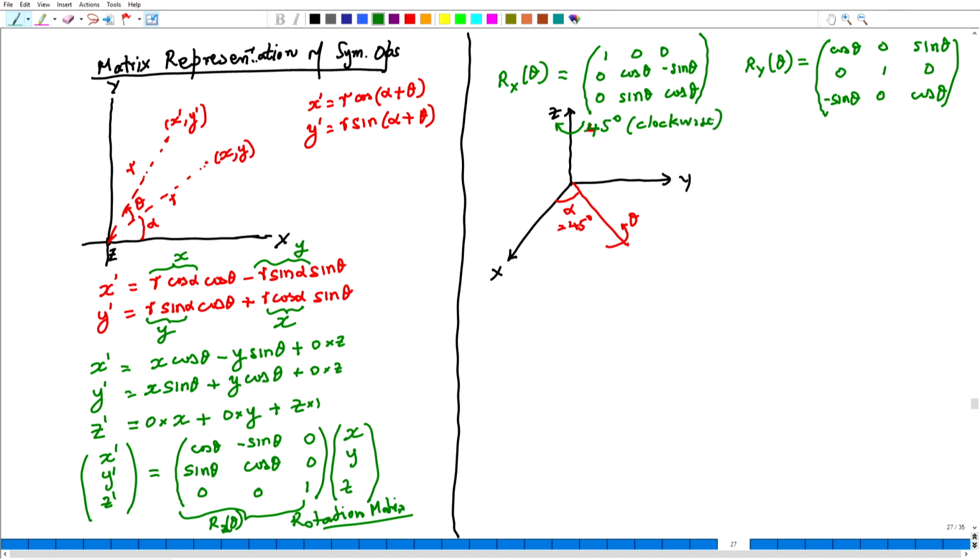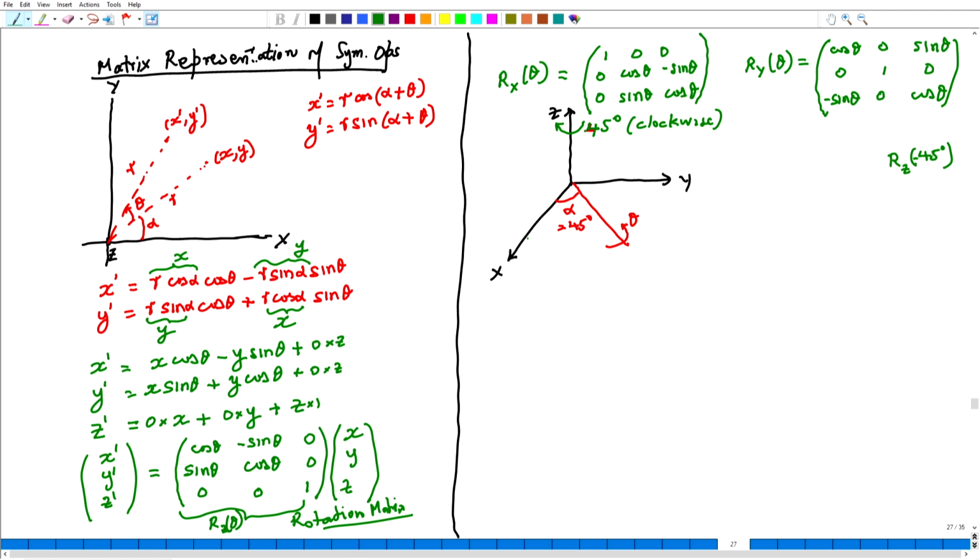So, after this rotation, the rotation axis will coincide with the x axis. So, the first operation that one does is Rz of minus 45 degrees, because this is a clockwise rotation. So, clockwise is negative, counterclockwise is positive.